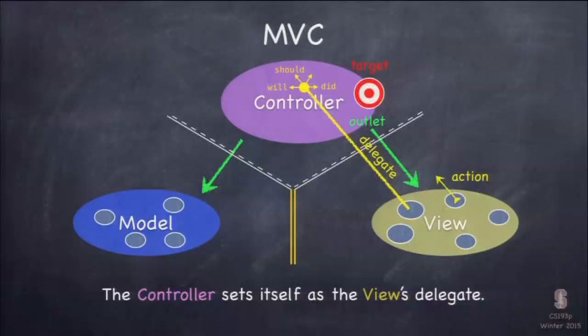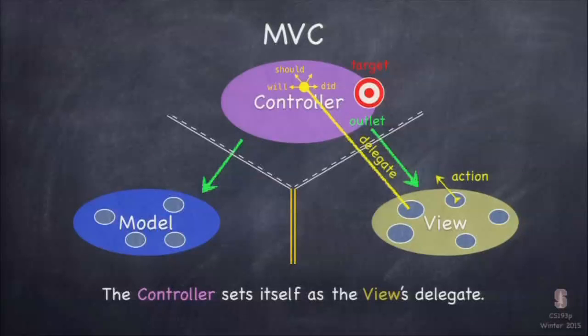Now, it doesn't know the class of that object. All it knows is that other object can answer these questions: will, should, did, this, that, or the other thing, like should allow scrolling, did scroll to point, things like that. So those are the kind of methods you're going to see in these delegate protocols.